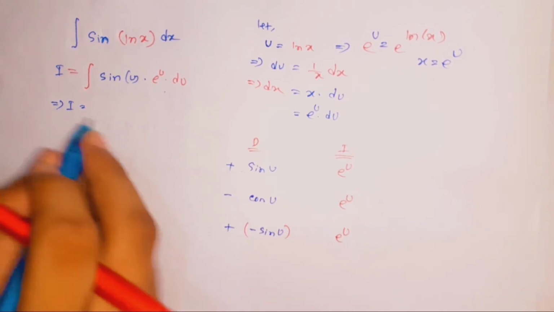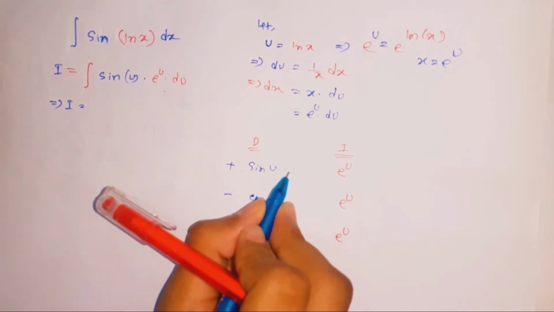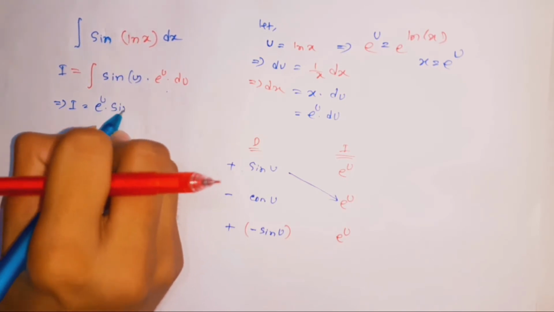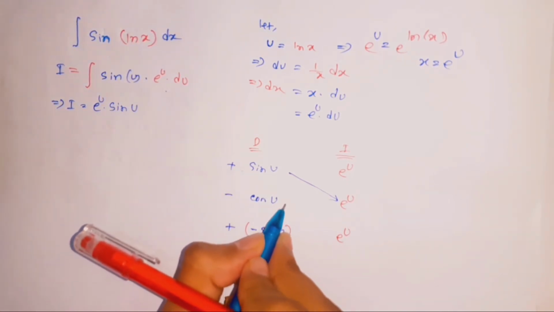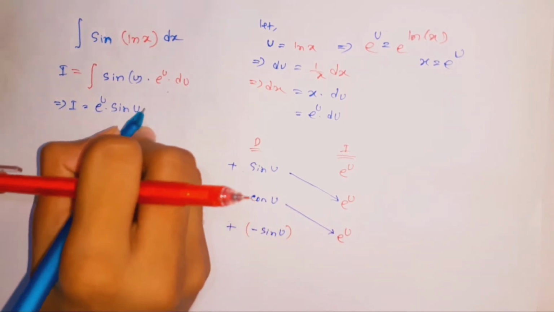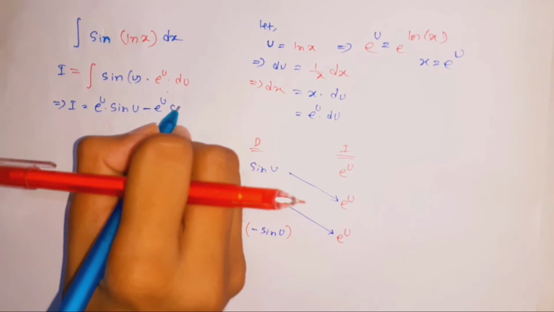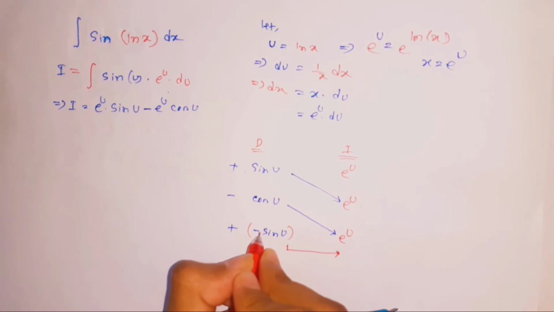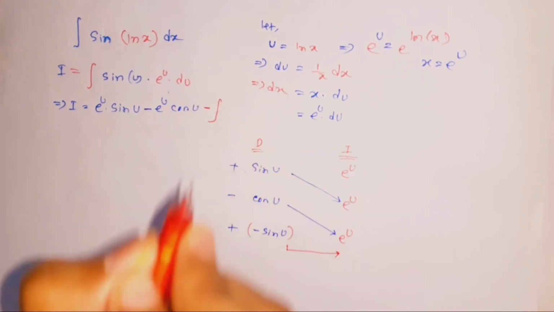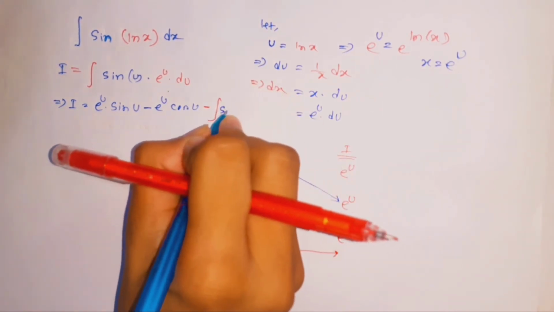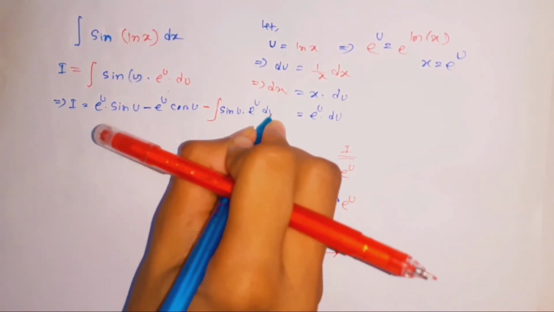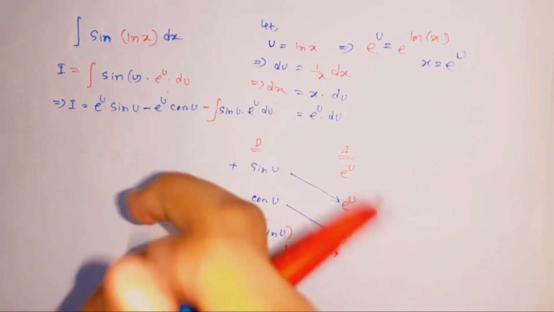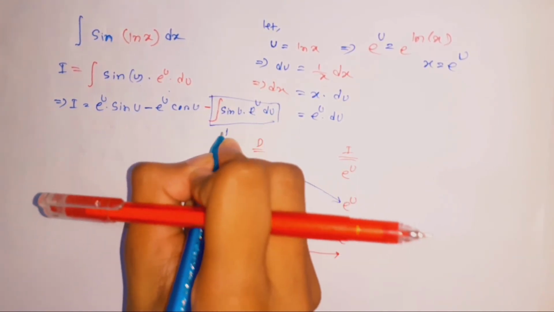So now the first part of our answer is the product of the first diagonal. So this is equal to e to the u times sine of u, and the second part is the product of the second diagonal. So this is negative e to the u times cosine of u, and the last part is still an integral. So this is negative the integral of sine of u times e to the u du. And see, this thing is right here. So instead of this whole thing, we can write I, right?